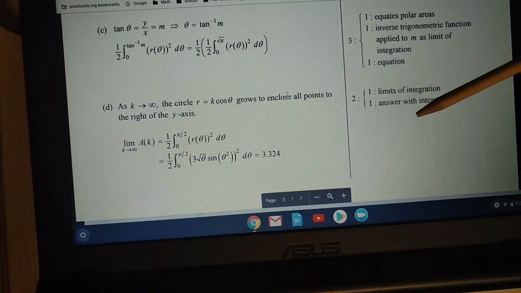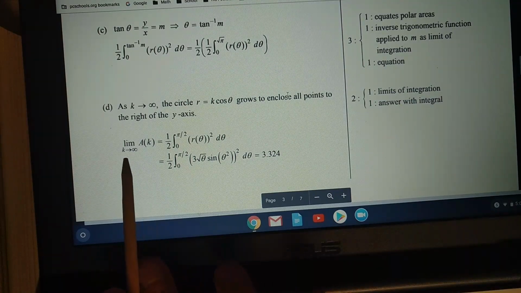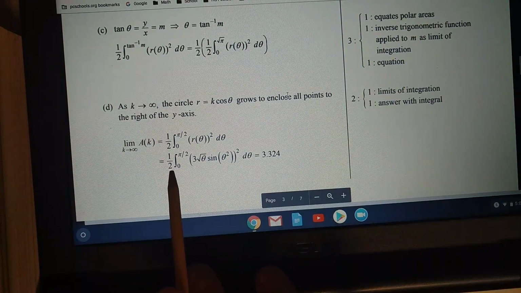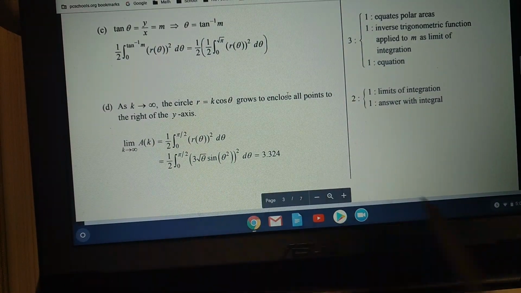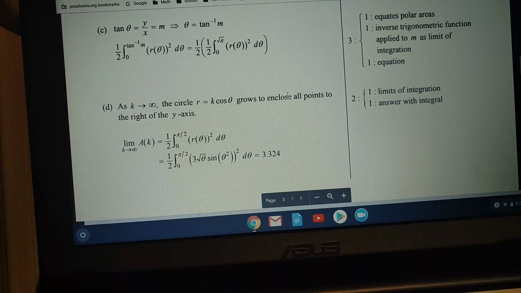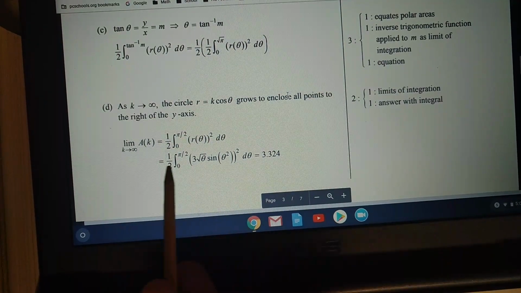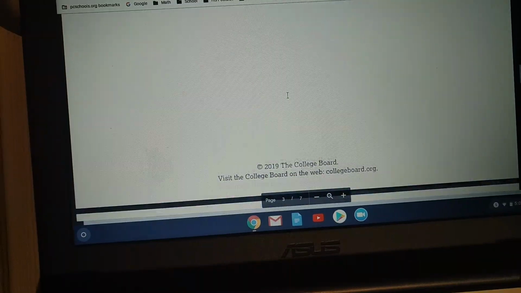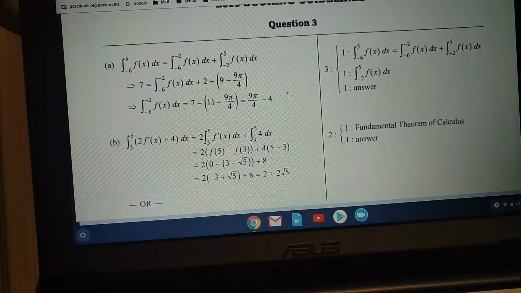The second one was a lot harder to do. And that's where you actually had to know that you needed to take the limit as k went to infinity was equal to this integral here. And so you actually had to do that correctly, set up correctly, and have the answer there in order to get that point. If you just had the answer with no integral, you wouldn't get that point. It took the integral and the answer to get that point. Okay, go ahead, score that one out of 9, and let's move on to number 3. Number 3.